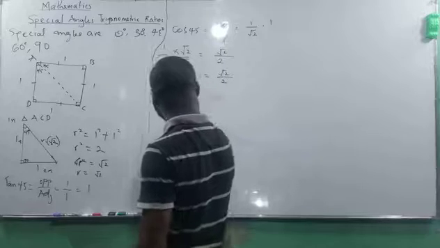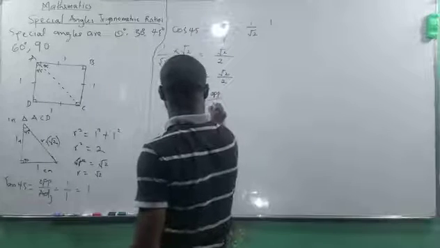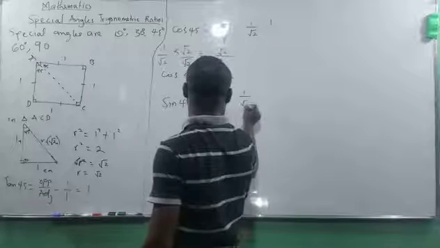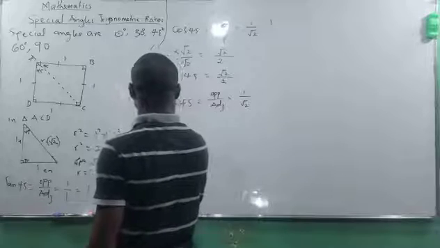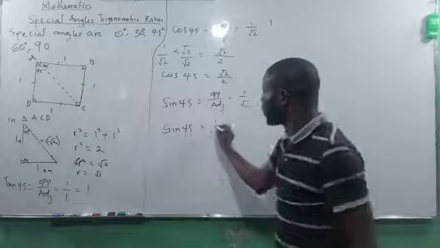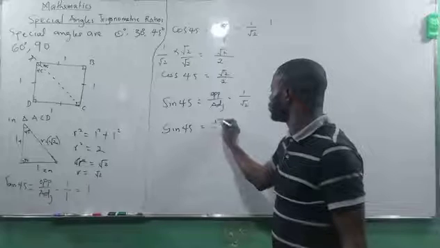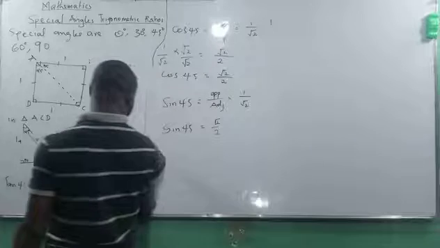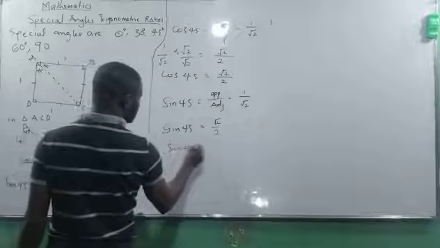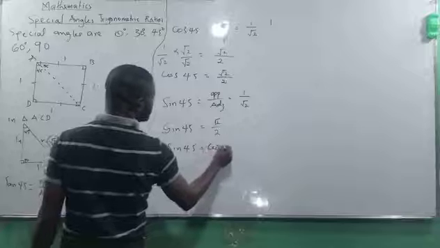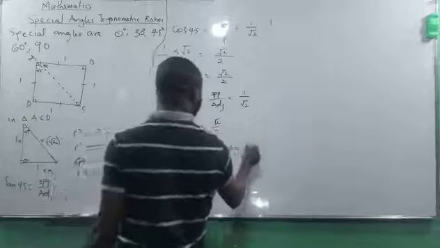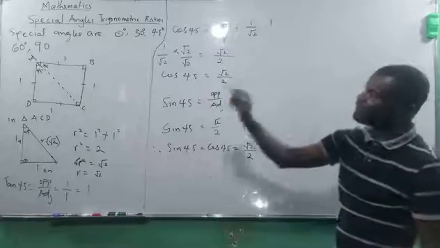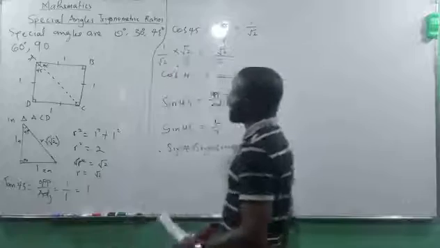1 all over what? Which is opposite all over adjacent, which is the same thing as 1 all over root of 2. The same thing as what? Sine theta will also be equal to 1 all over root 2, all over 2. The same thing with this. It means indirectly, therefore, sine 45 equals cos 45 equals what? Root of 2 all over 2. Now, can you see we have settled the 45 ratio and 90?